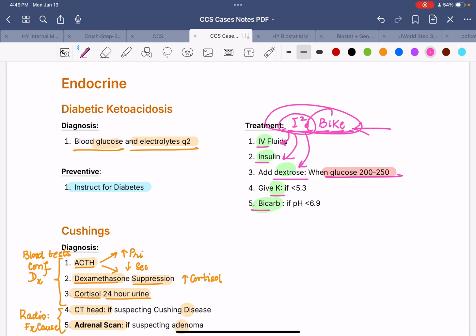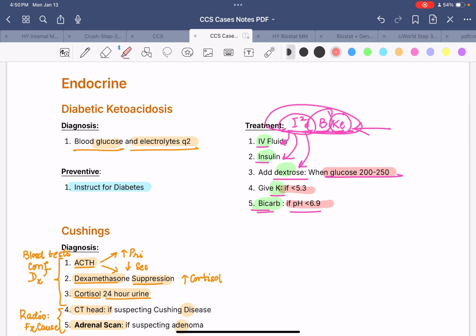Next is B and K, as in BIKE. So B is basically for bicarb if the pH is below 6.9. So we are not going to give it in all the patients, but if on ABGs and electrolytes you find that the pH is less than 6.9, then give bicarb. Similarly, if the potassium is below 5.3, then you are going to give potassium supplementation, of course.